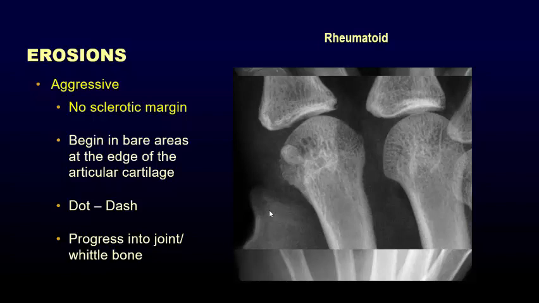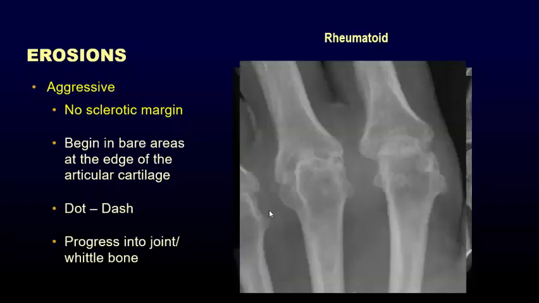As the disease progresses and the inflammatory cascade and collagenases remove the remainder of the cartilage, the erosions will progress to the central portion of the joint. Again, we're expecting symmetric joint space loss because it's inflammatory in this patient with rheumatoid arthritis.